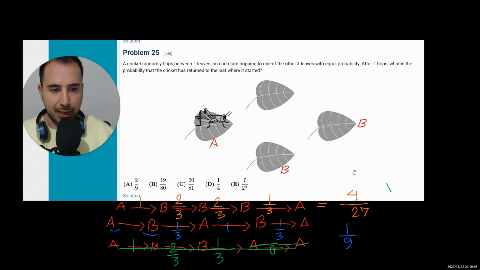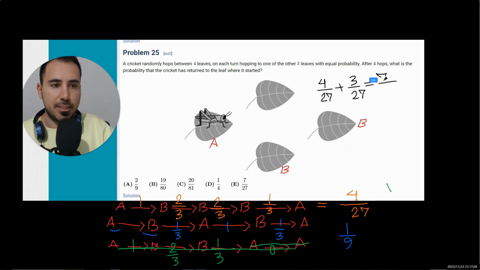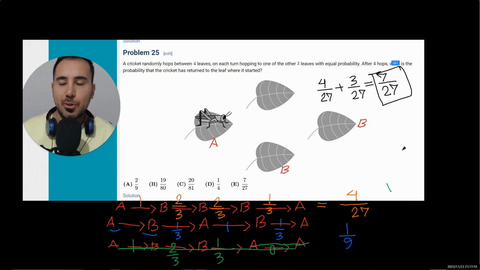We just have to add them. So 4/27 plus 1/9. Instead of 1/9, I could write 3/27. When we add them, it's going to be 7/27. So this would be the right answer to the question.